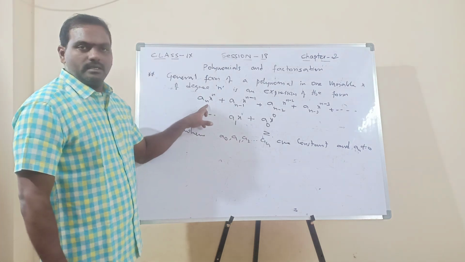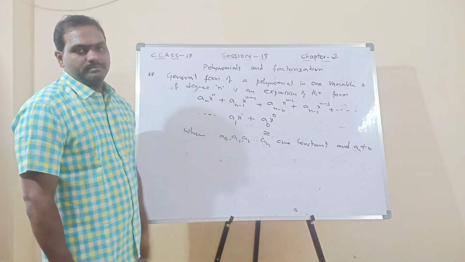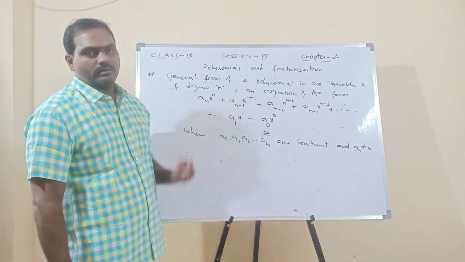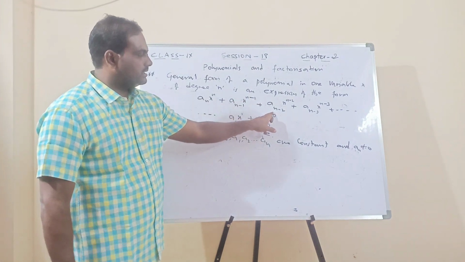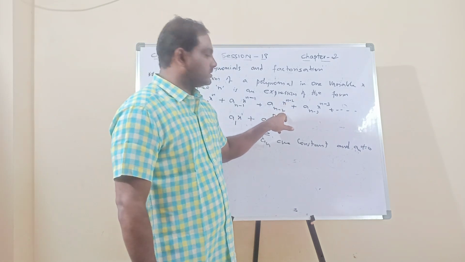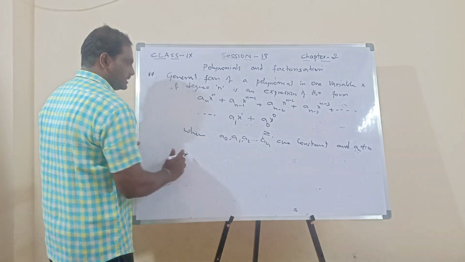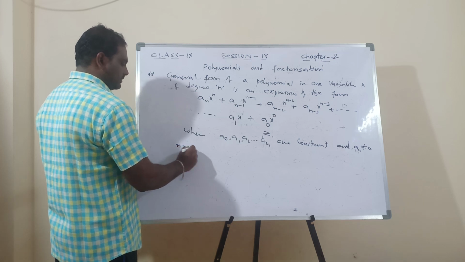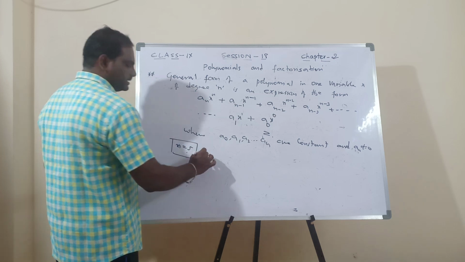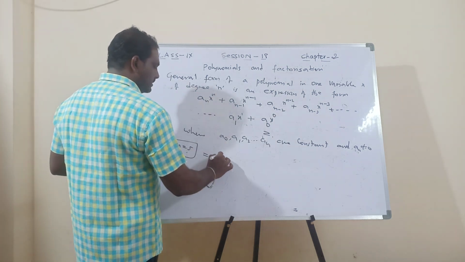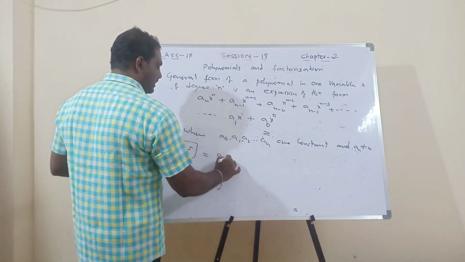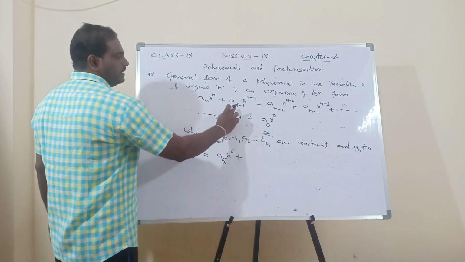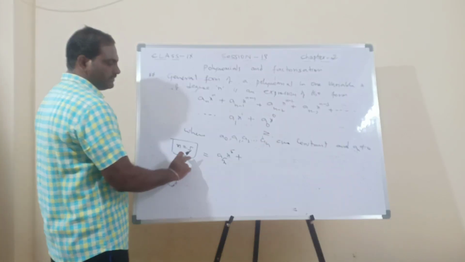So a5 x power 5, a4 x power 4, a3 x power 3. Why does a3 come? Suppose, just as I have written, suppose n is equal to 5. So what will the expression be? It is very simple. an means a5 x power 5, plus a(n minus 1) means 5 minus 1.